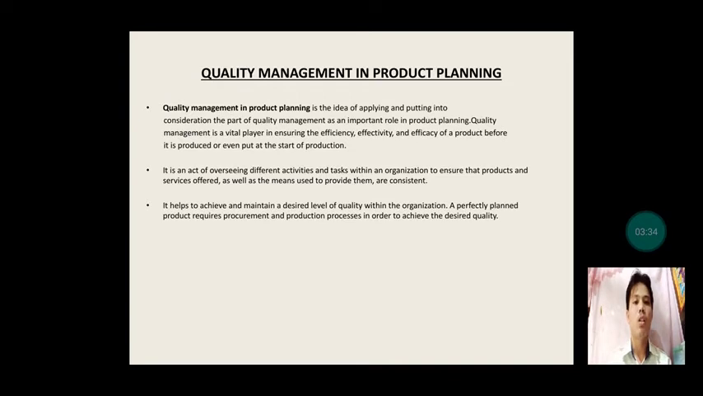It is also an act of overseeing different activities and tasks within an organization to ensure that products and services offered, as well as the means used to provide them, are consistent. It also helps to achieve and maintain the desired level of quality within the organization. A perfectly planned product requires procurement and production processes in order to achieve the desired quality.